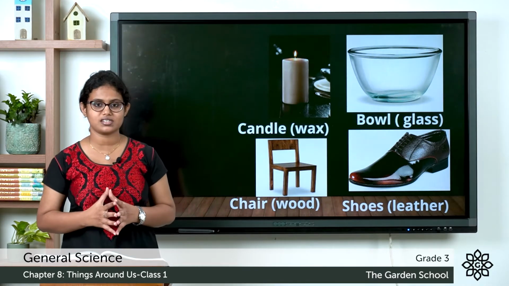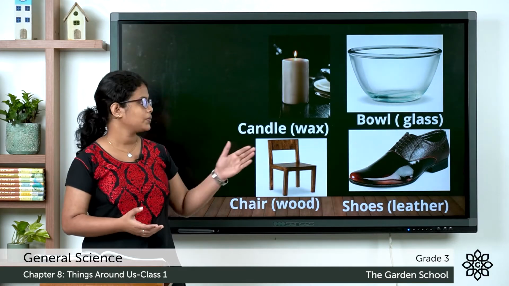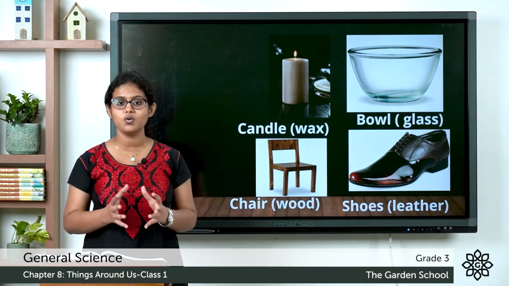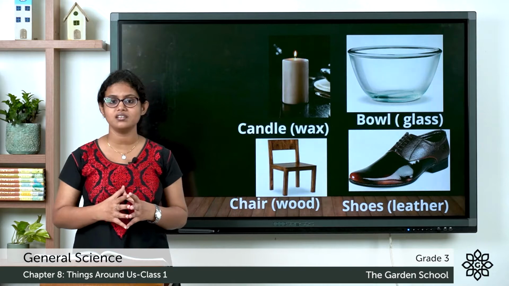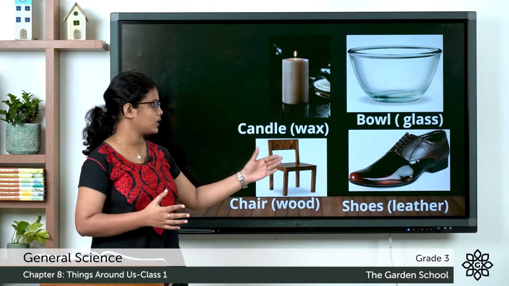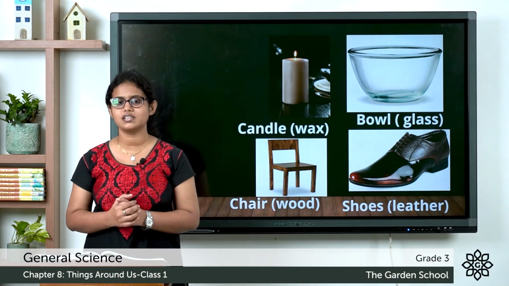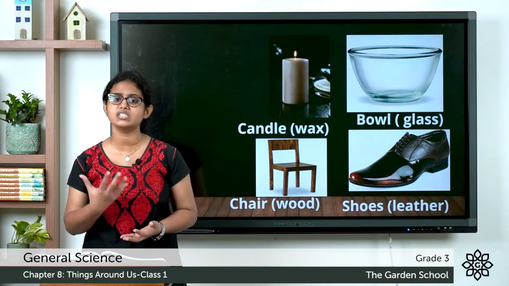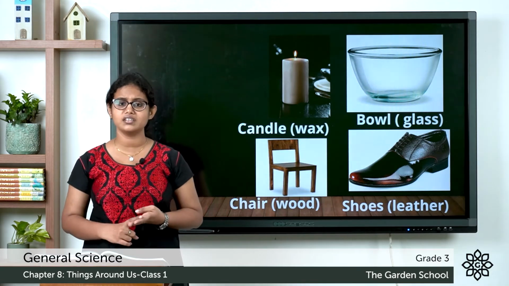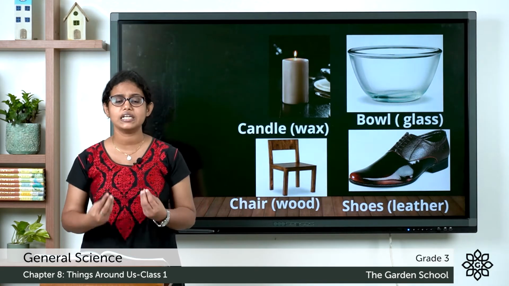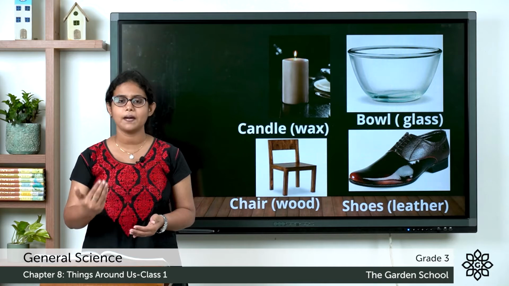Here you can see some pictures. The first one, it's a picture of a candle which is made of wax. What about the second one? It's a picture of a bowl which is made of glass. And next, you can see the picture of a chair which is made of wood. Then what about the shoes? It is made from leather. So all things that we use are made of different materials. The wax, the leather, plastic, iron, paper, all these are different materials. So things that we use are made of different materials.